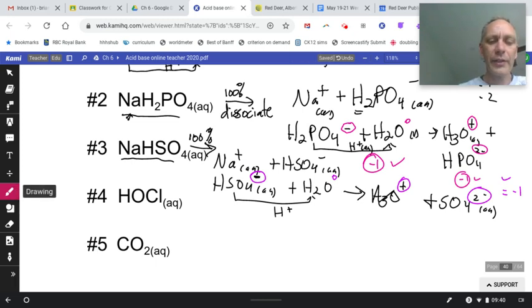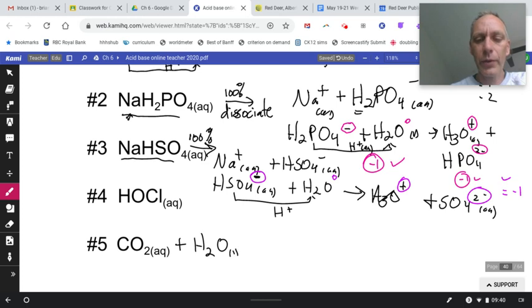I put the last one in here because this one is tricky. So if I told you that carbon dioxide is acidic, you'd be like, there's no hydrogen in there to donate to water. Well, you're right. So we're going to react this one with water. This is a little different, and that's why I'm showing you this. I wouldn't expect you to figure this out on your own.